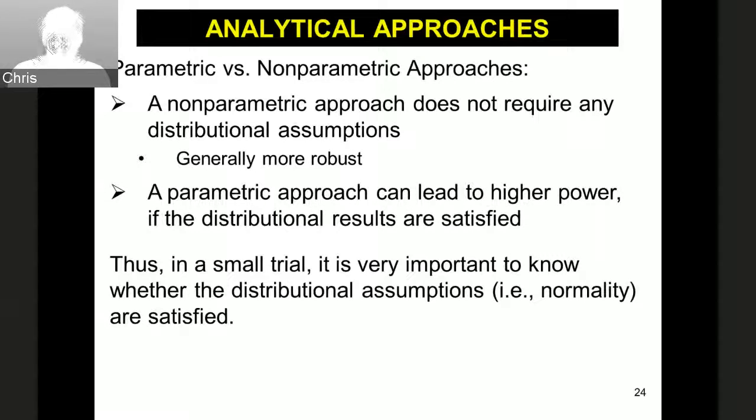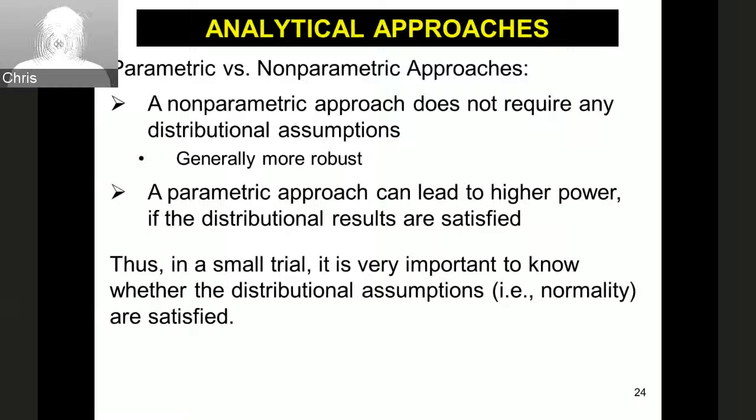Non-parametric approaches are generally more robust because they don't make distributional assumptions. But what we find is parametric approaches generally have higher power. And so remember, because of the limitations in small trials, a parametric approach would be preferable from a power standpoint as long as the distributional assumptions are satisfied.